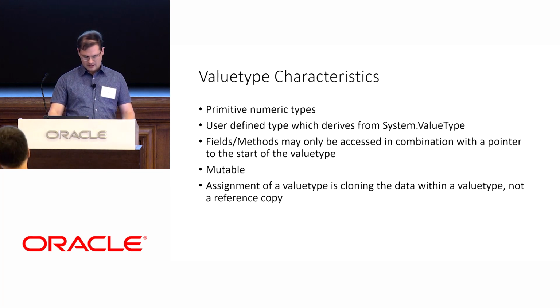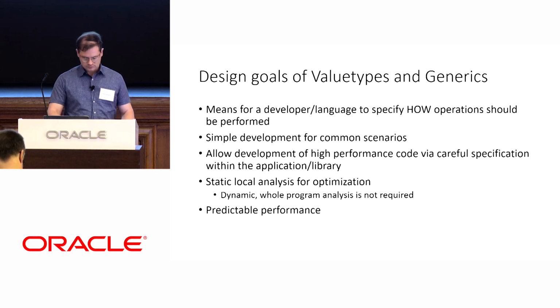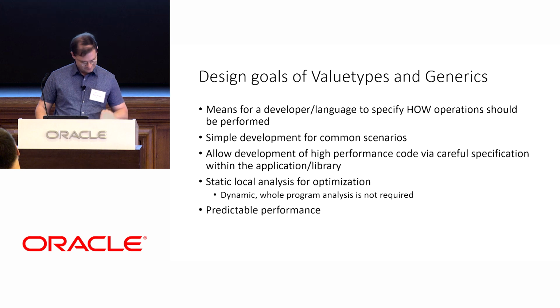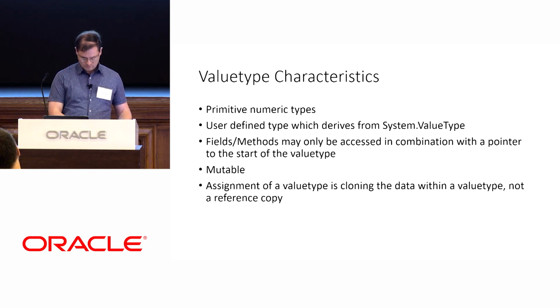Oops. Yeah, there we go. So what do we use value types for? We use them to define the primitive types. All primitive types are just regular value types in .NET. Oh, sorry. Okay, I lost track of where I was. Sorry.